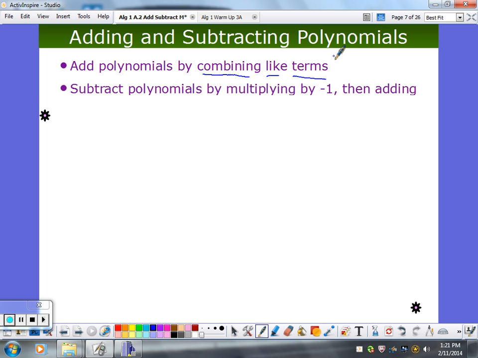You might want to note this. If you have the same variable and exponent combination, you have like terms. Anybody writing that down? Nobody. Write it down, because some people get confused about what's a like term. For example, if I have 4 x squared y, and I have 2 xy squared, are these like terms?